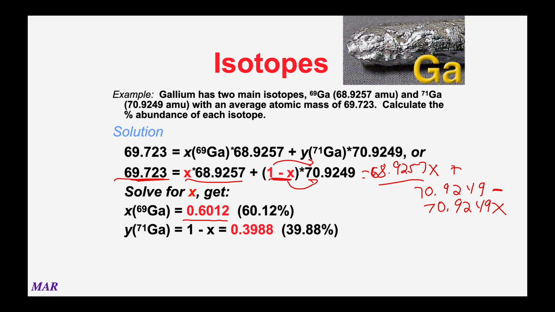Now, this is a good time to step back and see if this all makes sense. Earlier, we said how the abundance of the 69 isotope must be larger than the 71. The average, 69.7, is closer to 69 than it is 71. And you can see that's what we got. We saw that it's about 60% gallium 69, and it's about 40% gallium 71. So all this is fitting in place. This is a cool way to check yourself on these calculations if you're ever uncertain.